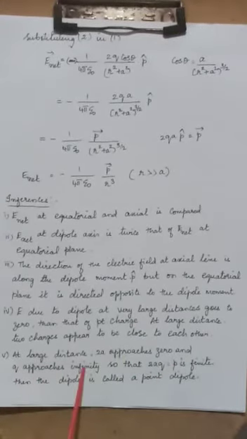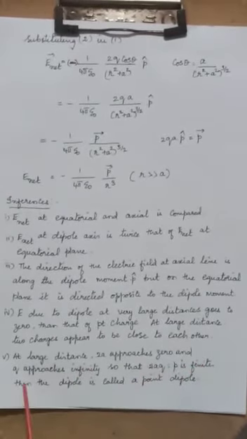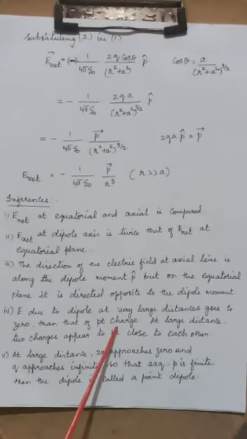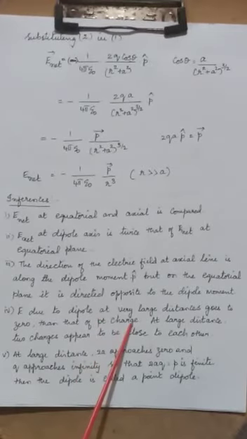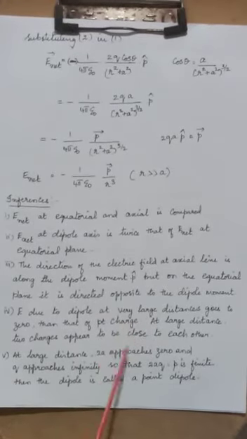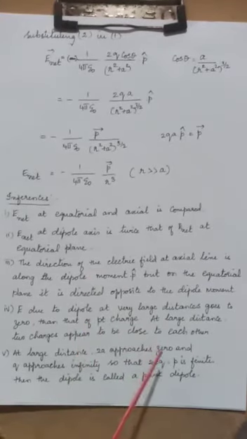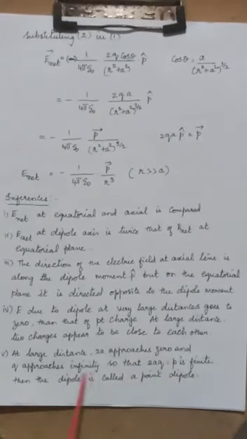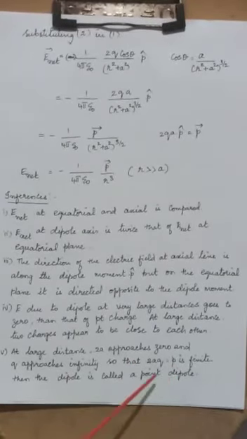and q approaches infinity, so that this dipole moment is finite. Then the dipole is called a point dipole. That is, at a larger distance, you call the dipole a point charge. So 2a approaches 0, where they will be very much closer to each other. Hence it is called a point dipole. That kind of dipole is called a point dipole.